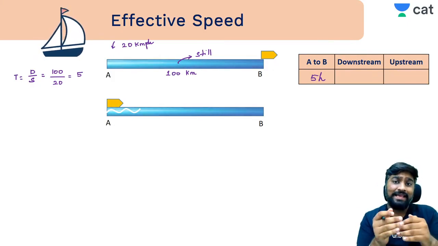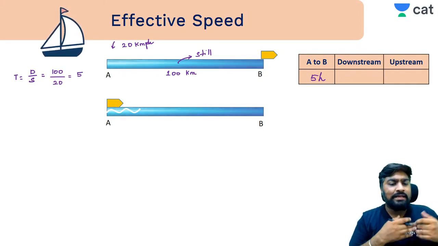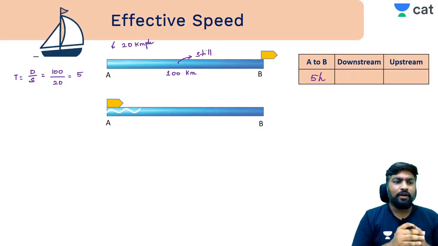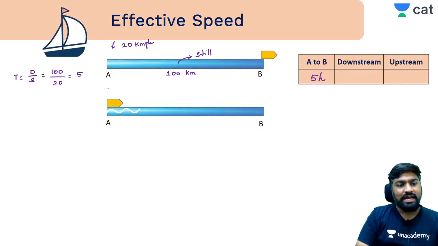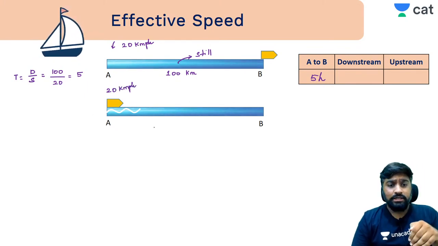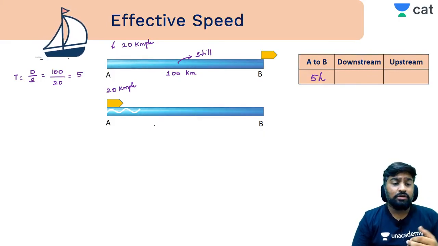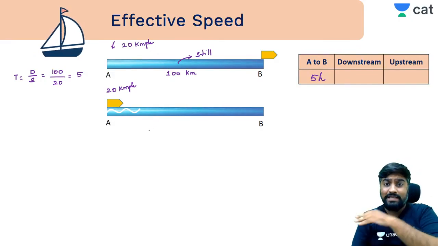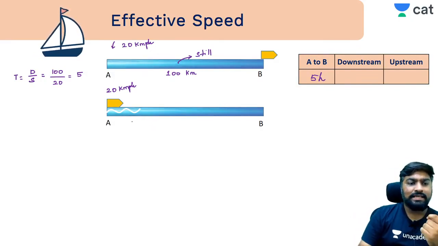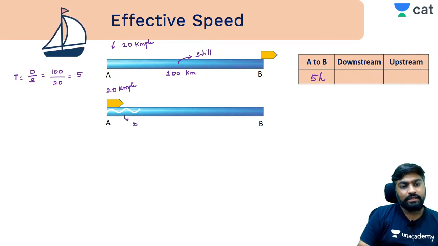What happens when there is a current in the water? What happens when the water also moves either along or against? So let's take a scenario from that. Let's say the same boat that travels at a speed of 20 kilometers per hour travels in a water body. It could be a river, it could be an ocean or a sea, where the water also has some speed, right? So let's say the water moves at a speed of 5 kilometers per hour.